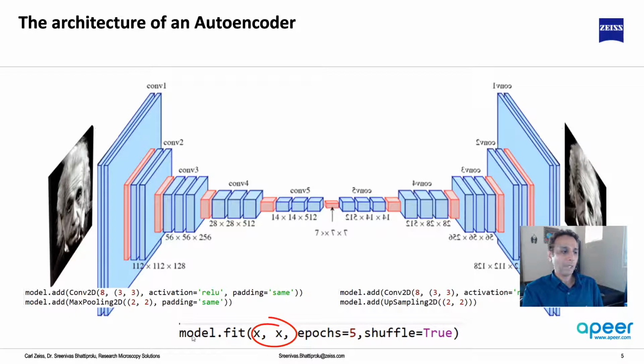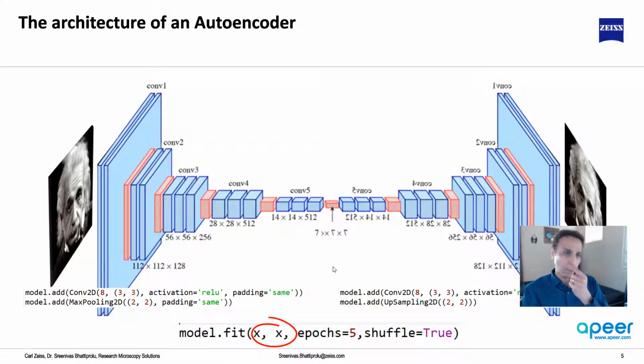Once you do that, when you call model.fit, normally it's X and Y. You're training on X train and Y train, right? So Y is what you're trying to predict. But in an autoencoder, what are you trying to predict? Your original image itself. So in an autoencoder, your X equals your Y. So X and X, this is how you train it.